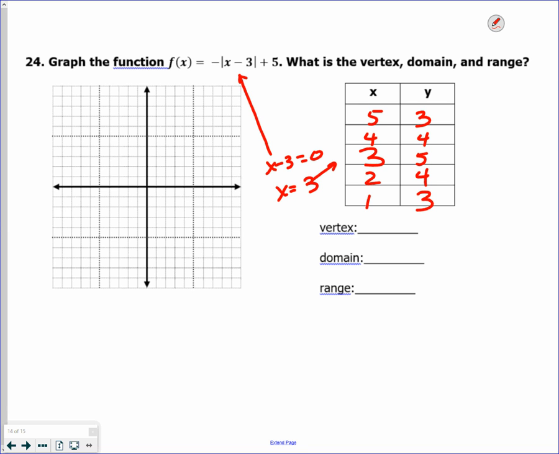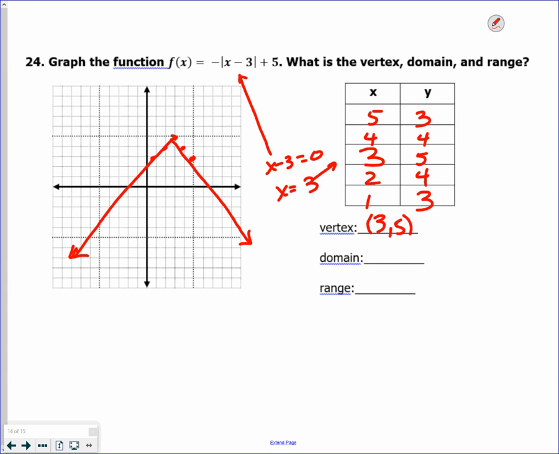So I go over now to my graph. Positive 3, positive 5, 4, 4, 5, 3, and it makes a V shape, this time going down. We don't talk about transformations much, but the negative sign out in front causes the absolute value graph to go downward instead of upward. Vertex is at 3, 5.